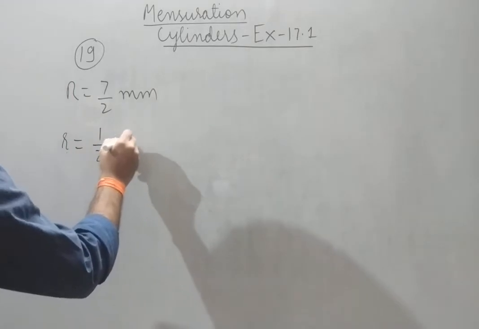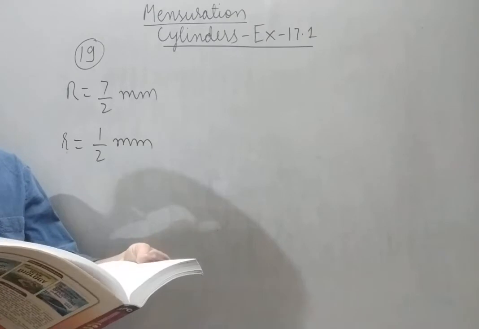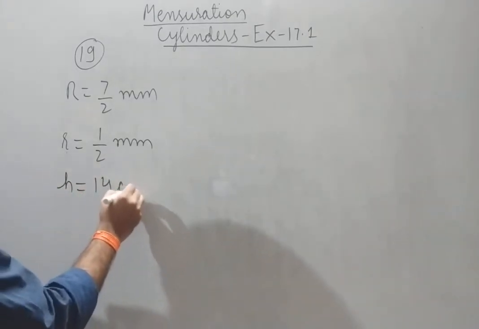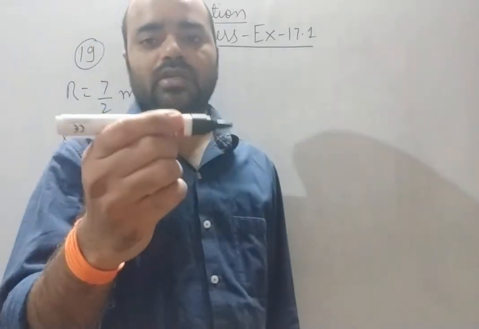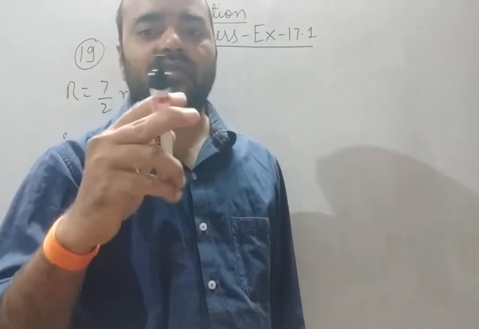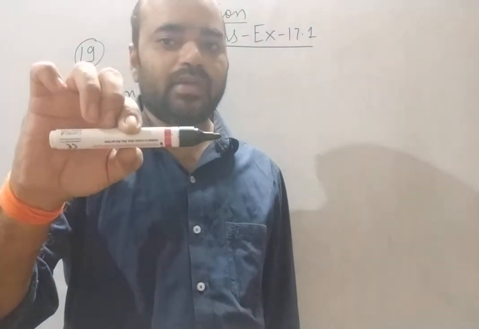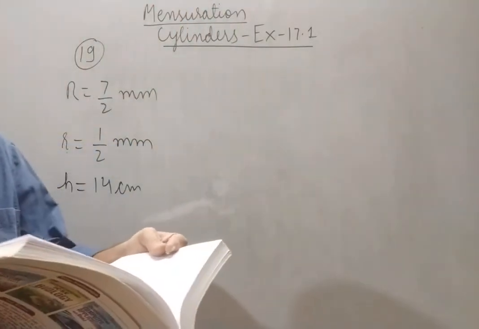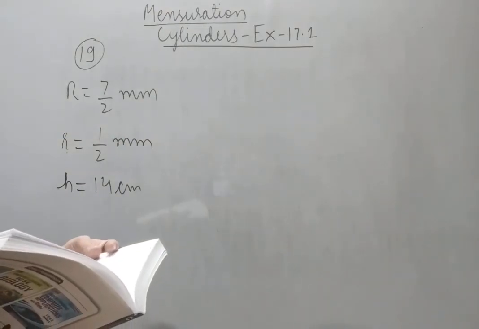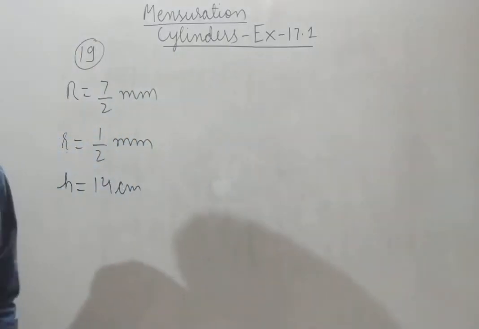1 by 2 millimeter. Next, the length of the pencil is 14 centimeter. Length of the pencil means height. Correct? If this is in horizontal position, this is the length. If it is in vertical position, that is height. If it is horizontal position, height becomes length. So all three things are given: capital R, small r, and height. We have to find the volume of the wood and that of the graphite. Two things we have to find.